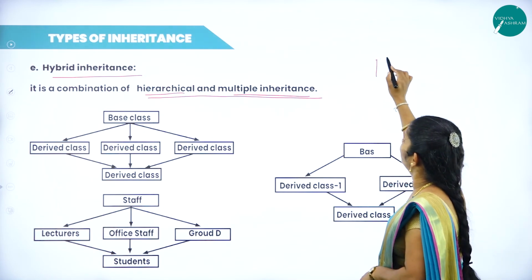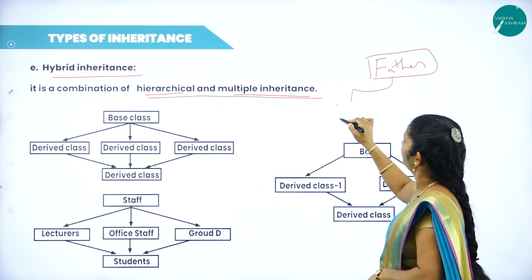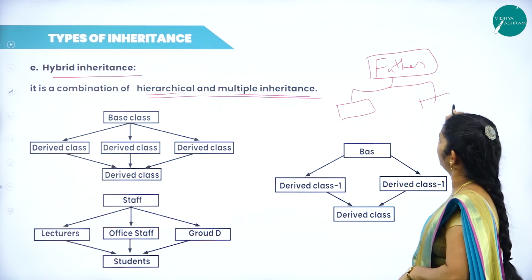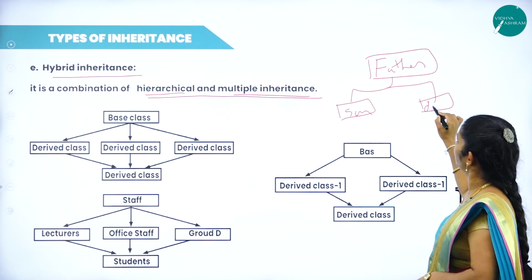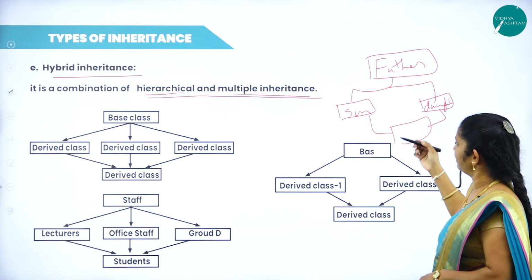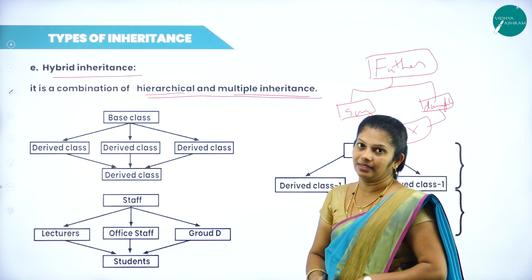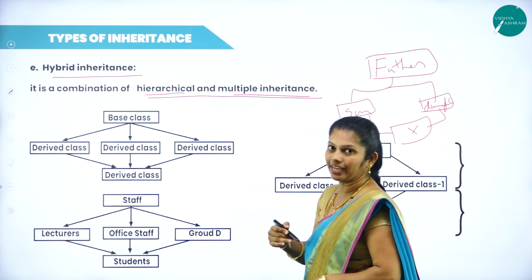For example, father. From that father, 2 child classes, for example, one is son and one more is daughter. From those, I am getting one more, for example, X. Then it can be called hybrid inheritance. These are the few types of inheritance.